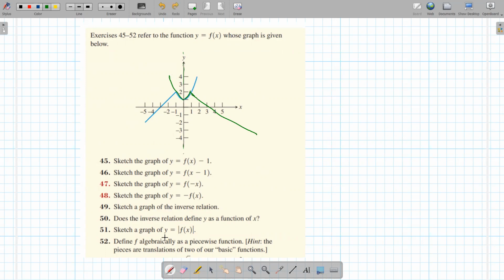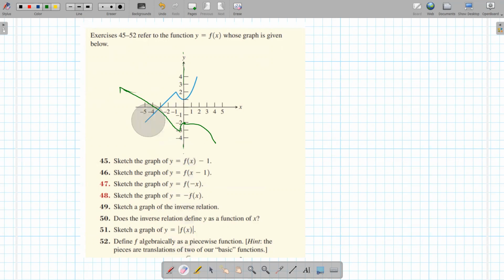What about 48? The minus is outside the function, so it's a reflection over the x-axis. So this 2 is going to become negative. Instead of this going this way, it's going to go down. Instead of it going like this, it's going to go like this, and then like that. Again, you can just find a couple of points to do this very precisely.